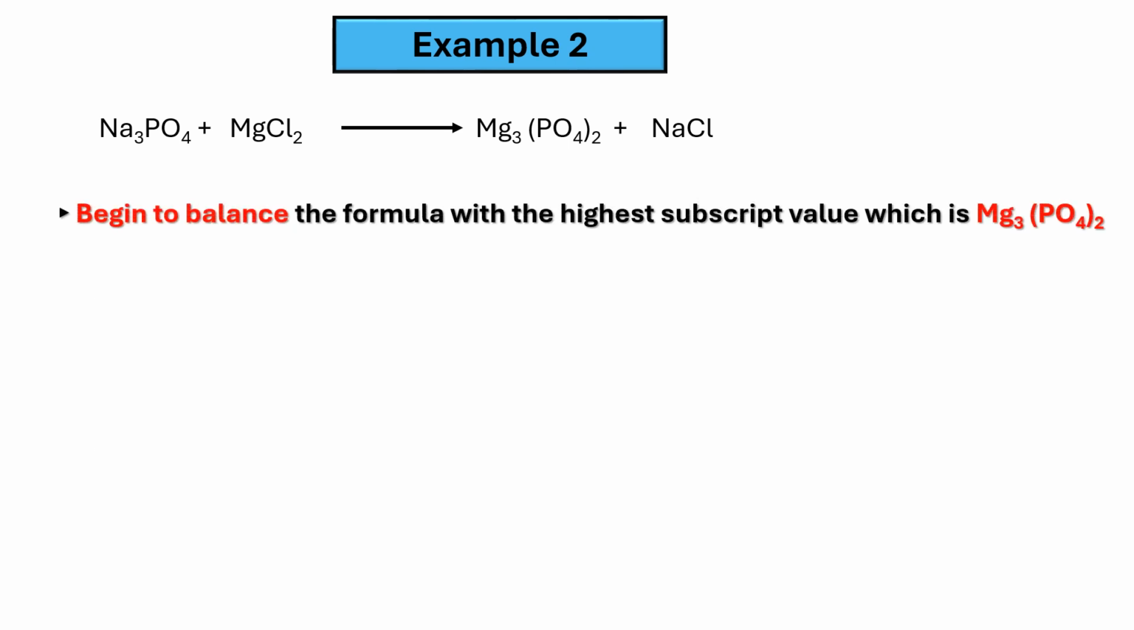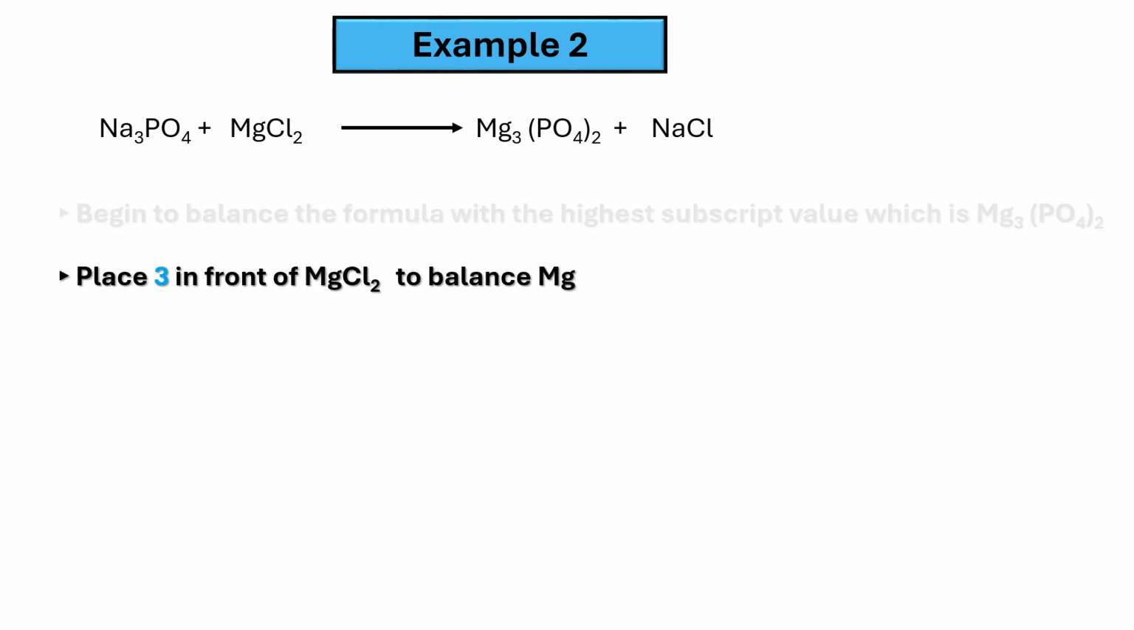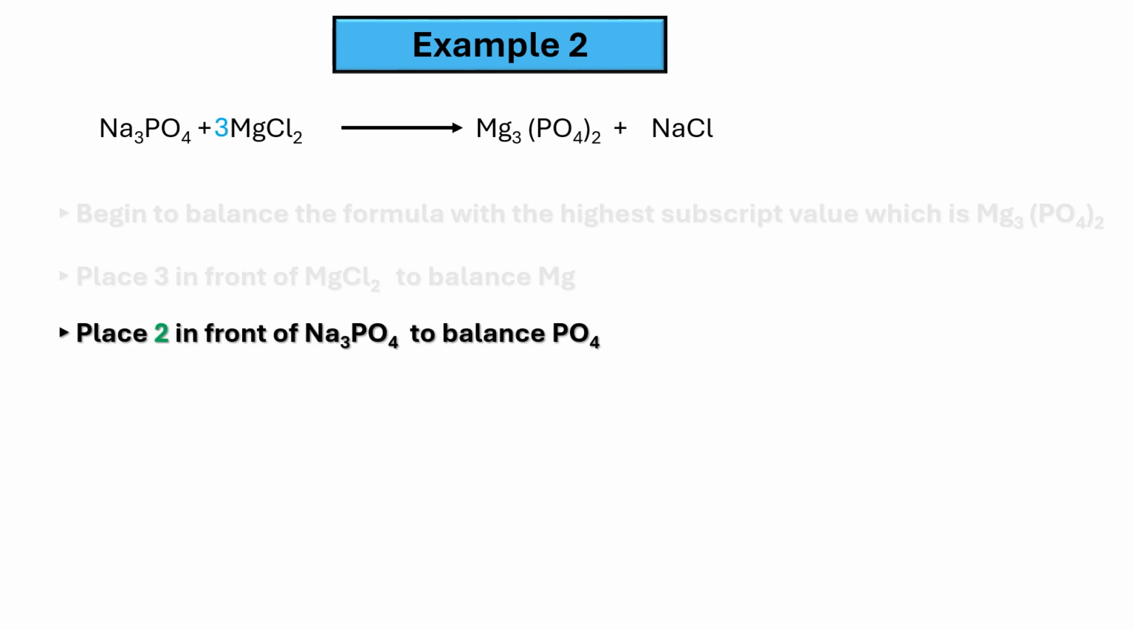So we should begin by balancing the formula with the highest subscript, which in this situation is magnesium phosphate. So we place a 3 in front of magnesium chloride in order to balance magnesium. Then we place a 2 in front of sodium phosphate in order to balance phosphate.